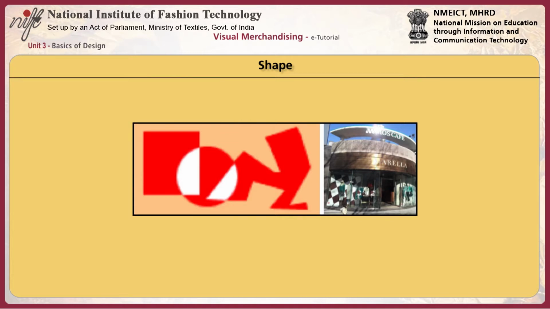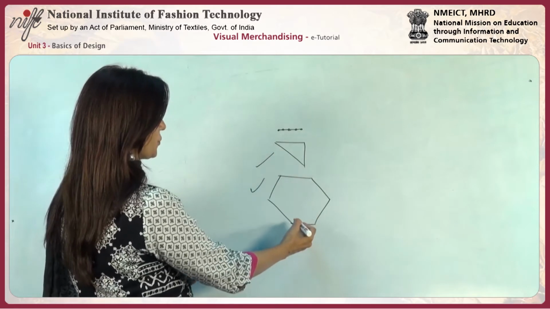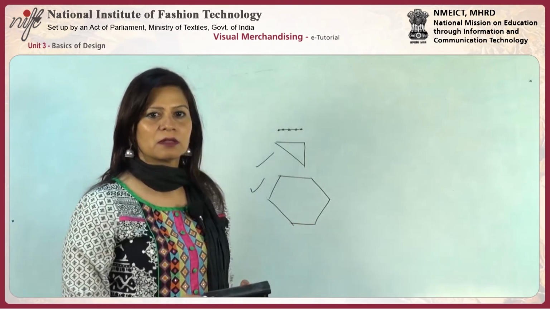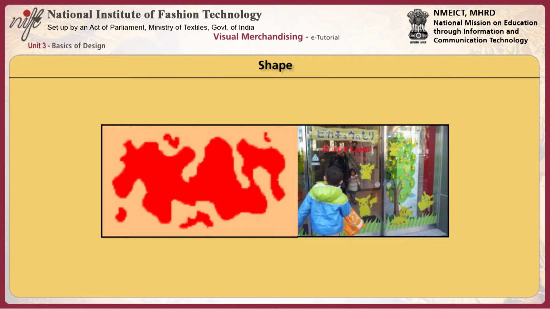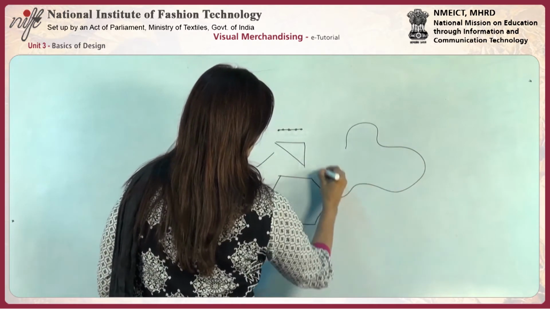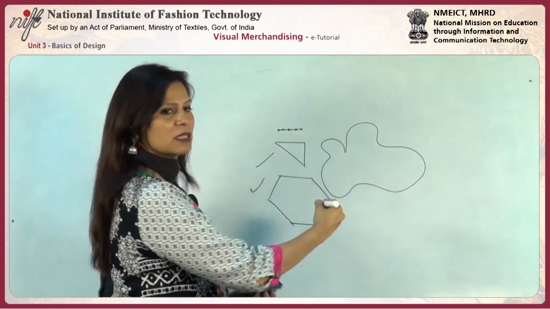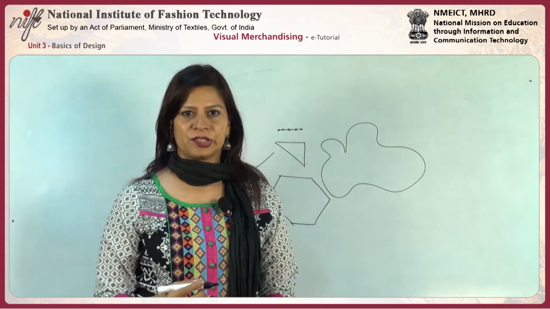There are different types of shape such as mechanical shape and organic shape. Mechanical shapes are geometric in nature. These shapes are called mechanical shapes. Organic shapes are free-flowing. If a shape is like this, which is a free-flowing shape, it's called an organic shape.